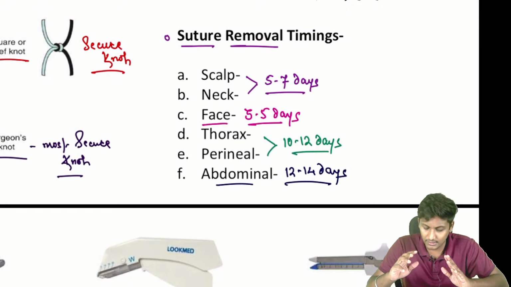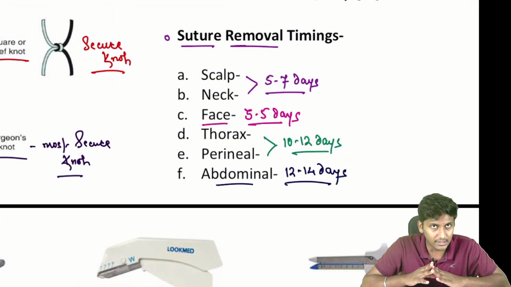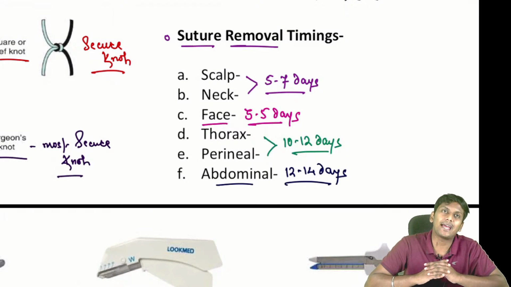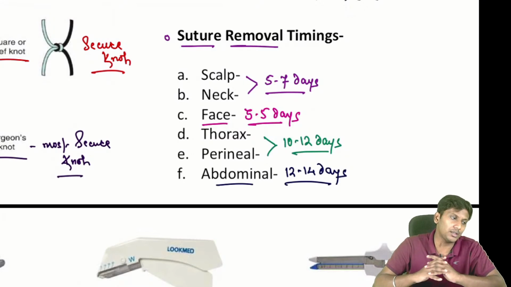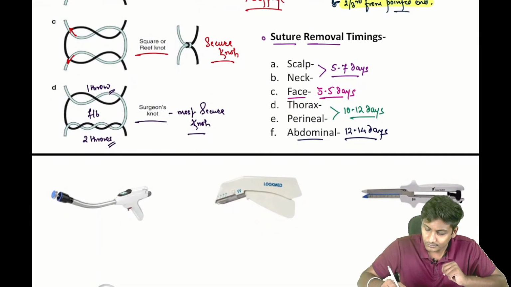Okay, so that is the important thing you have to remember. Face sutures are removed usually 3 to 5 days later. Scalp and neck sutures usually 5 to 7 days later. Thorax and perineum around 10 to 12 days, and abdominal sutures, the last ones, usually 12 to 14 days. No issues with this, anybody?